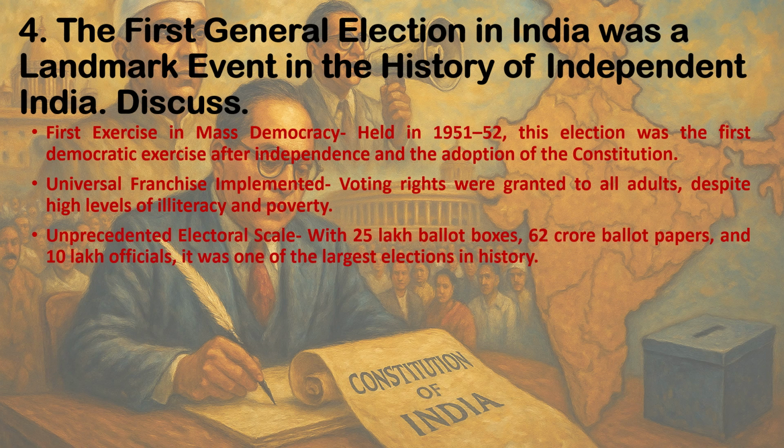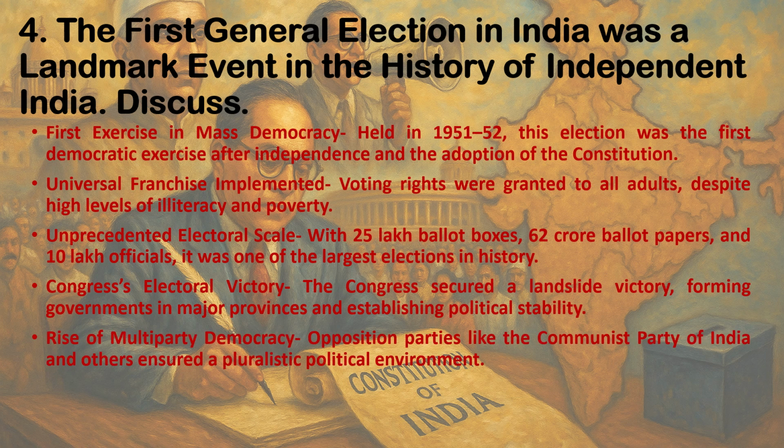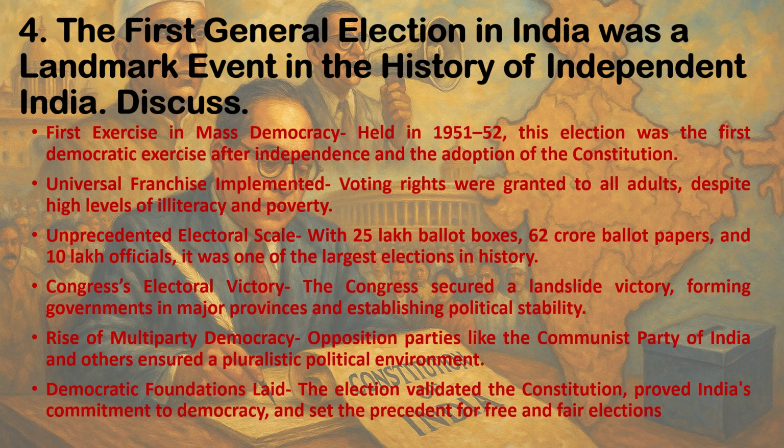With 25 lakh ballot boxes, 62 crore ballot papers, and 10 lakh officials, it was one of the largest elections in history. The Congress secured a landslide victory, forming governments in major provinces and establishing political stability. Opposition parties like the Communist Party of India and others ensured a pluralistic political environment. The election validated the constitution, proved India's commitment to democracy, and set the precedent for free and fair elections.